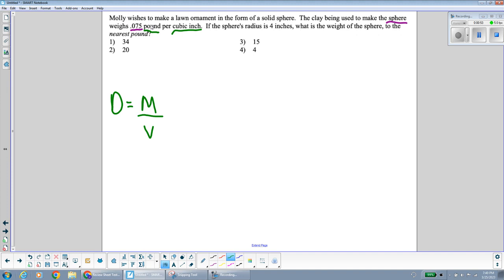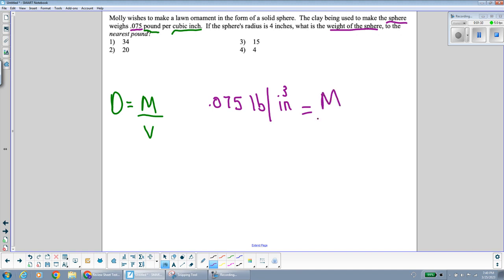So it has two units. It has the mass unit, that's the first unit here, and it's got the volume unit, the second unit here. So if there is a number that has two units attached to it and it doesn't say explicitly that it is the density, it is the density. Okay, so we are finding the weight of the sphere, so we are finding the mass. They give us the density, so I'm going to plug in the density, 0.075 pounds per cubic inch, and it's important that we write the units because sometimes we are going to need to do conversions in our questions, and writing out the units helps us to see if we do need to do a conversion or not.